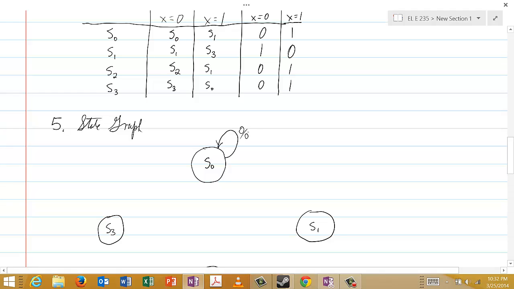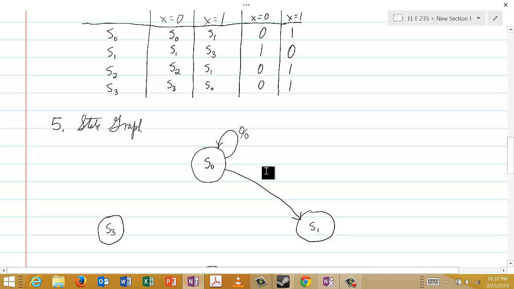Okay, now if we're in S0 and X is equal to 1, then we go to S1 and we output a 1. So we'll show that in this way. Here we'll draw an arrow from S0 to S1 and we'll say 1/1. And that means that when we have an input of 1, the top 1 means when we have an input of 1, and the bottom says we'll have an output of 1.